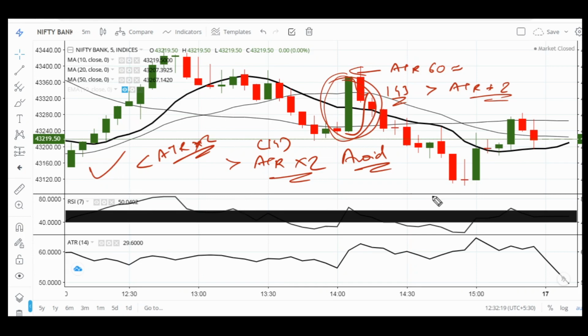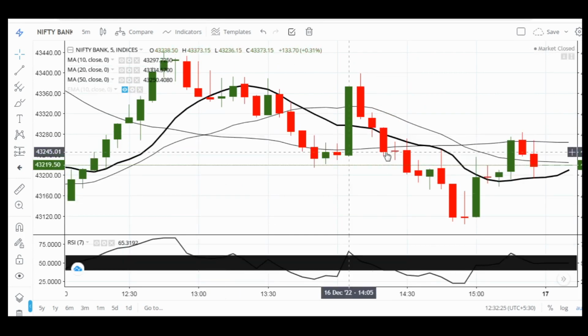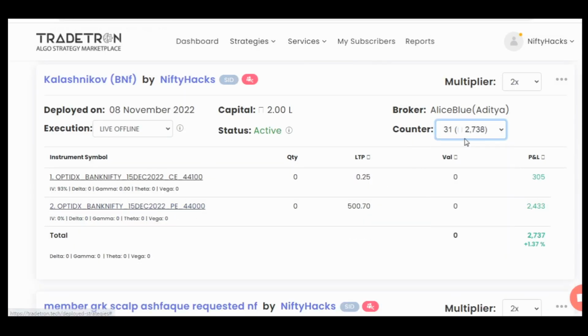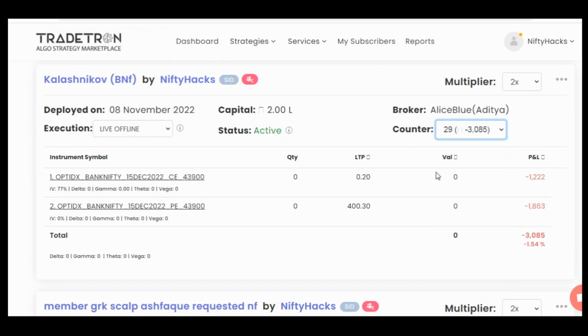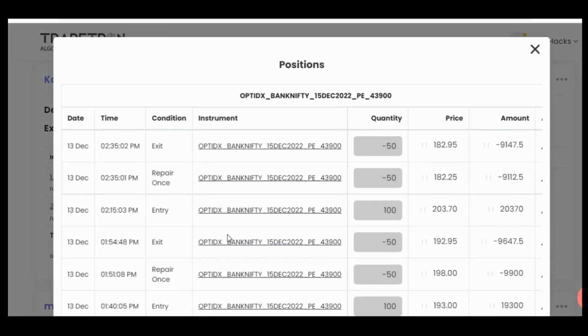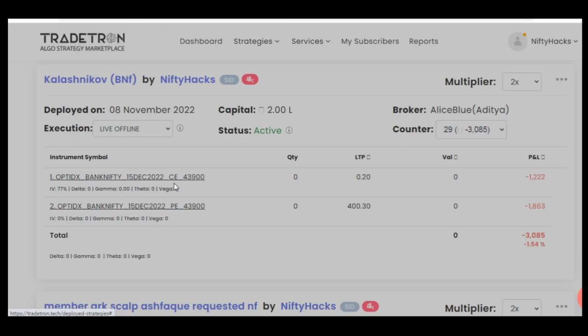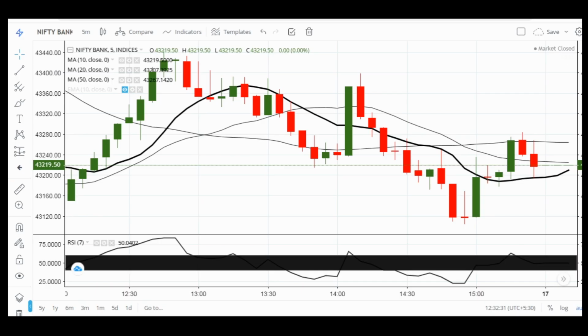So this is also a suggestion only, so think yourself and then decide what you want to do with this strategy. Let's take a few more examples. These were trades of yesterday. As you can see, we have hit quite a few stop losses also. So let's take one stop loss day. So this is the stop loss day, I think. It's of 13th December. So the first trade would be at 9:23, 13th December. Let me check that.